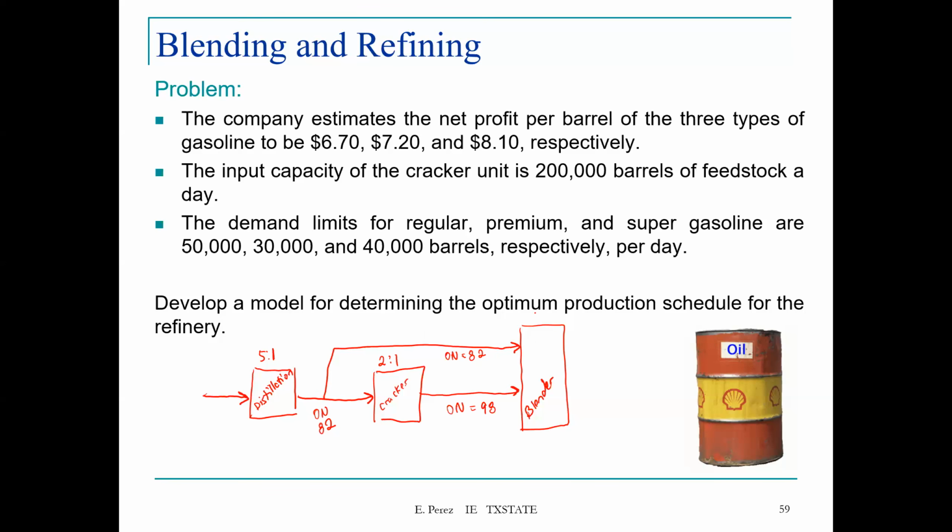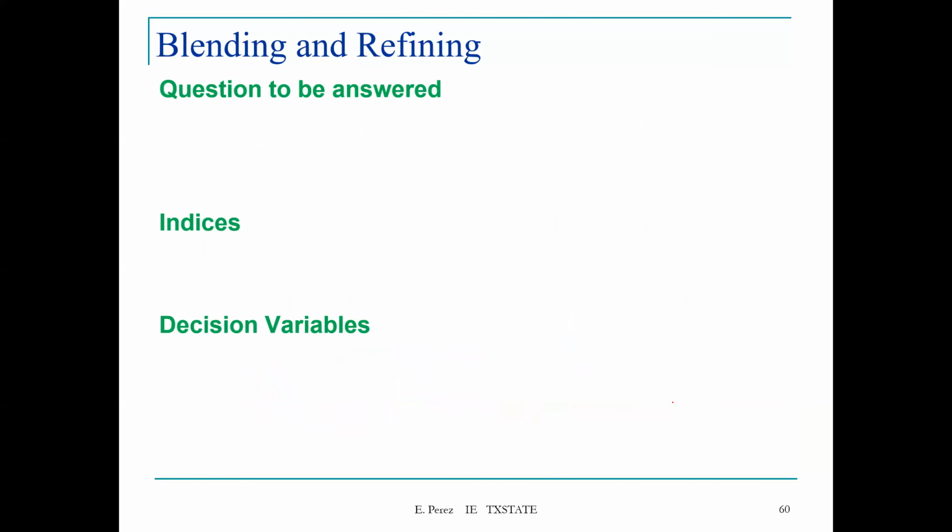And then from the blender, we have a 1-1 relation. And then you have 3 products coming out. You have ON equals 87, ON equals 89, and ON equals 92. So we want to develop a model to determine the optimal production schedule for the refinery. So what are the questions to be answered? How many barrels a day to produce certain type of final product?